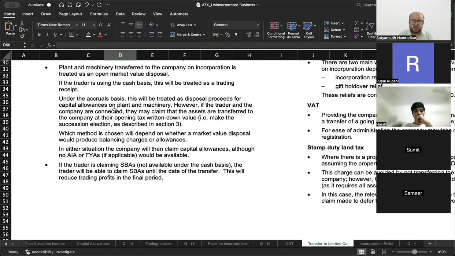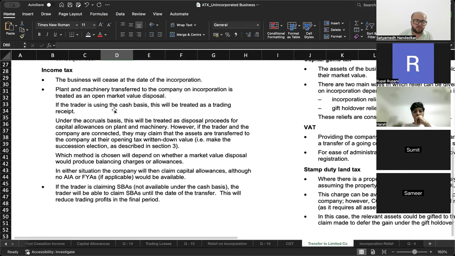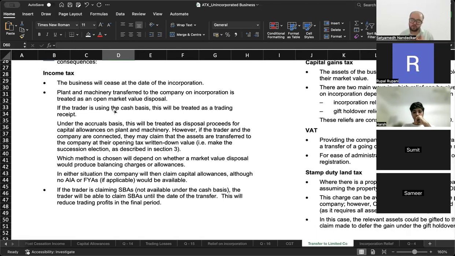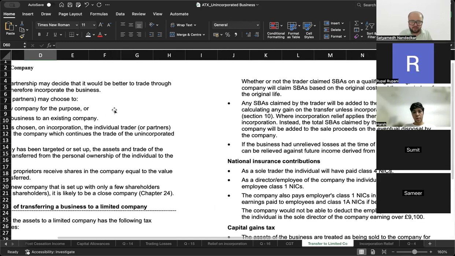If the trader and the company are connected, they may claim that the assets are transferred to the company at their opening TWDV. So I have a business, sole proprietorship business. I am transferring that business to a company. Now me and the company that I control are connected persons. ठीक है. So if I am transferring my entire unincorporated business to the company and I'm transferring my assets, I can make an election to make the transfer at TWDV or I can transfer it at market value, in which case I will have a balancing charge. Okay, you know how to deal with SBS, उसका treatment हर जगह पे same ही है.